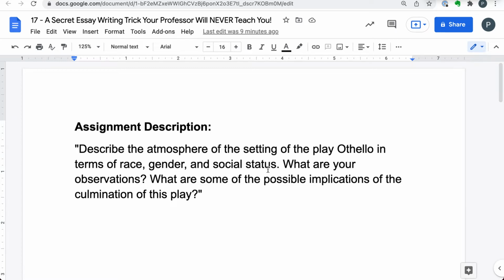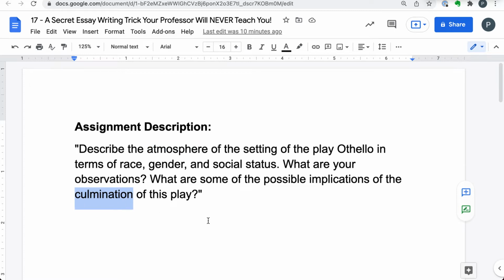Now, let's read the next sentence. What are your observations? Interesting, right? And let's read the next one. What are some of the possible implications of the culmination of this play? So let's notice something right away. This essay is going to be about two things: the atmosphere of the setting of the play Othello, in terms of these three things, and the ending of the play. The culmination means the ending.